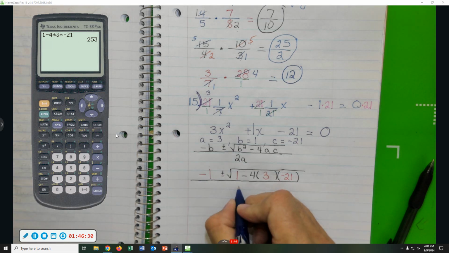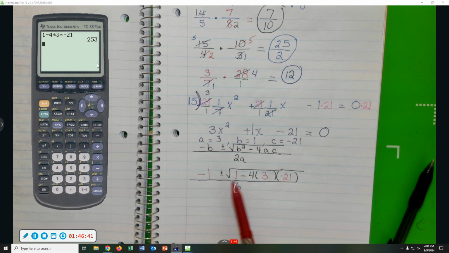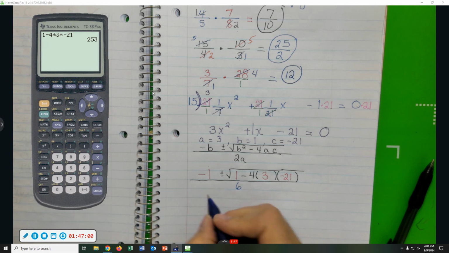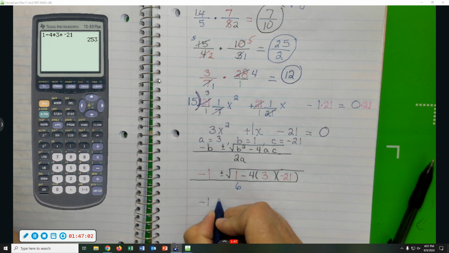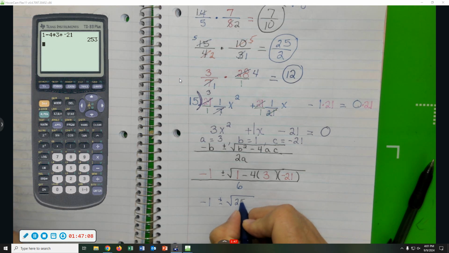2 times 3, 6. Tim, you're going to punch that into your calculator? 1 plus 252 to give me a 253. Oh, okay. I hadn't seen you'd already done that. So under the square root, negative 4 times 3 is a negative 12, times a negative 21 would be a positive 252. 1 plus 252, 253. So let's see, we have a negative 1 plus or minus the square root of 252.